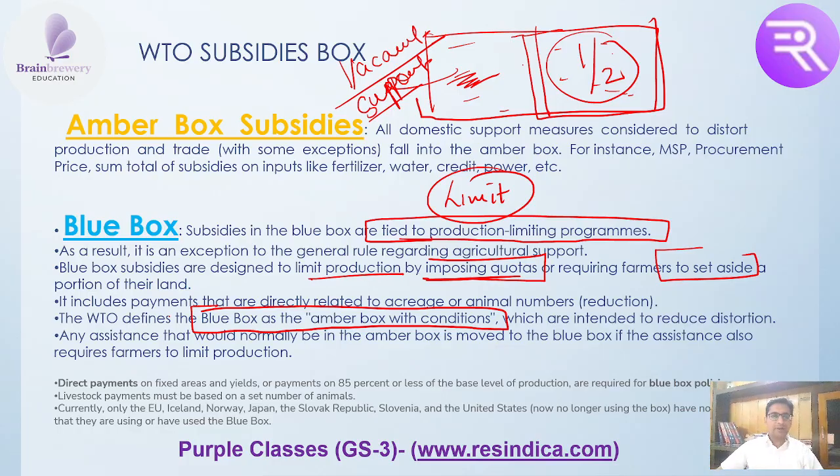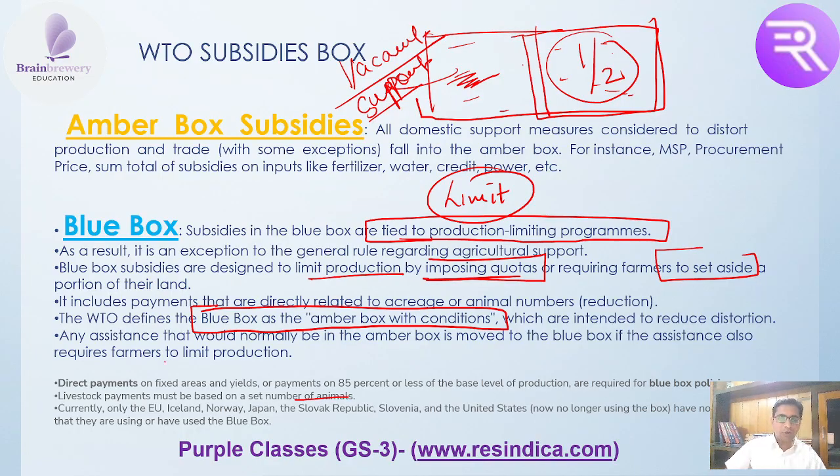So if you are doing some direct payments, if you are saying that okay, we are providing you this payment directly, but you should not do this work. Okay, so like livestock payment must be based on a set number of animals, like how many animals you are having, based on that you are paying that livestock manager, so that you are limiting the livestock.